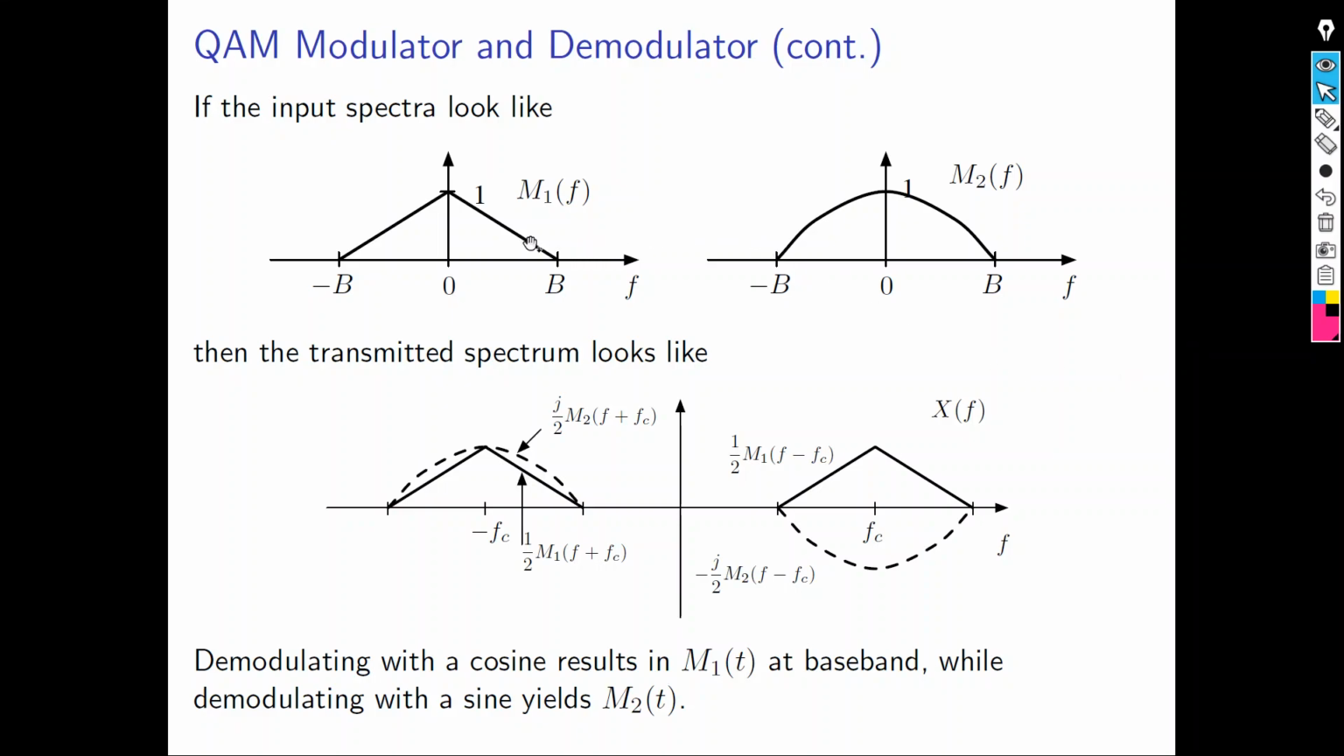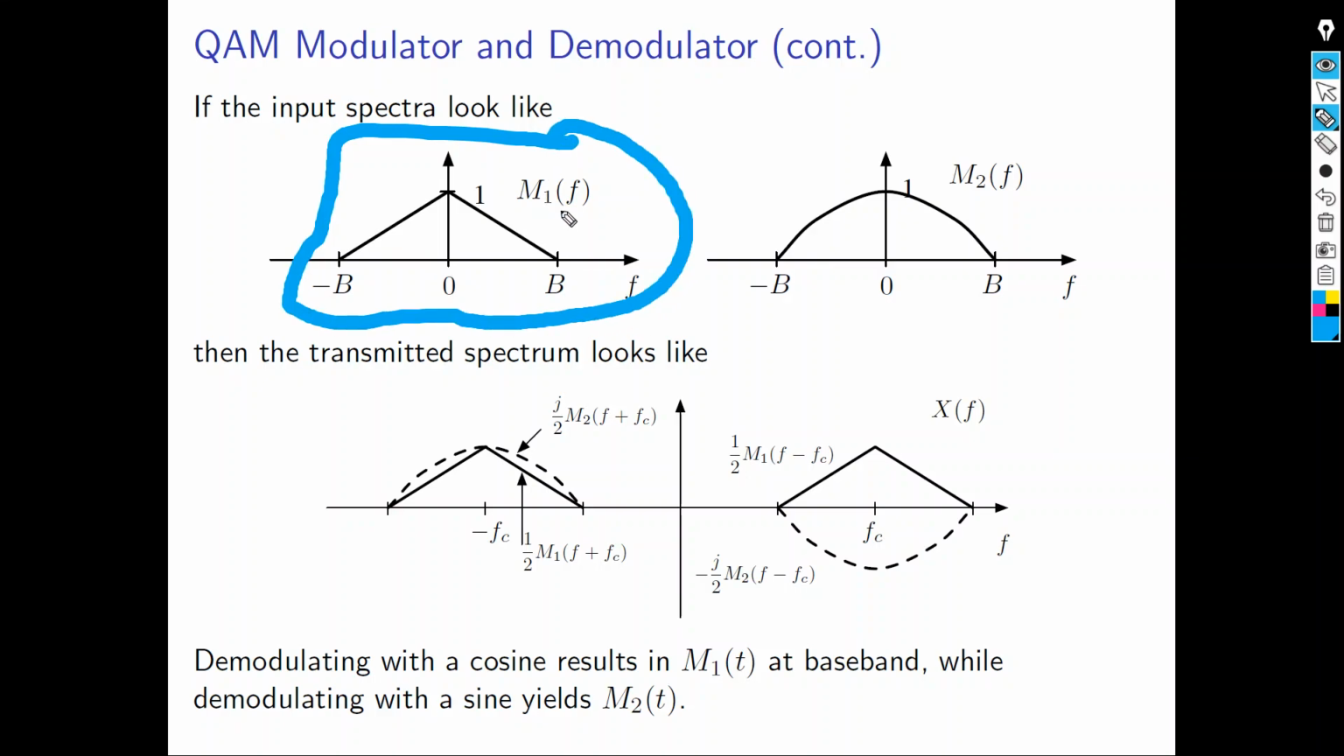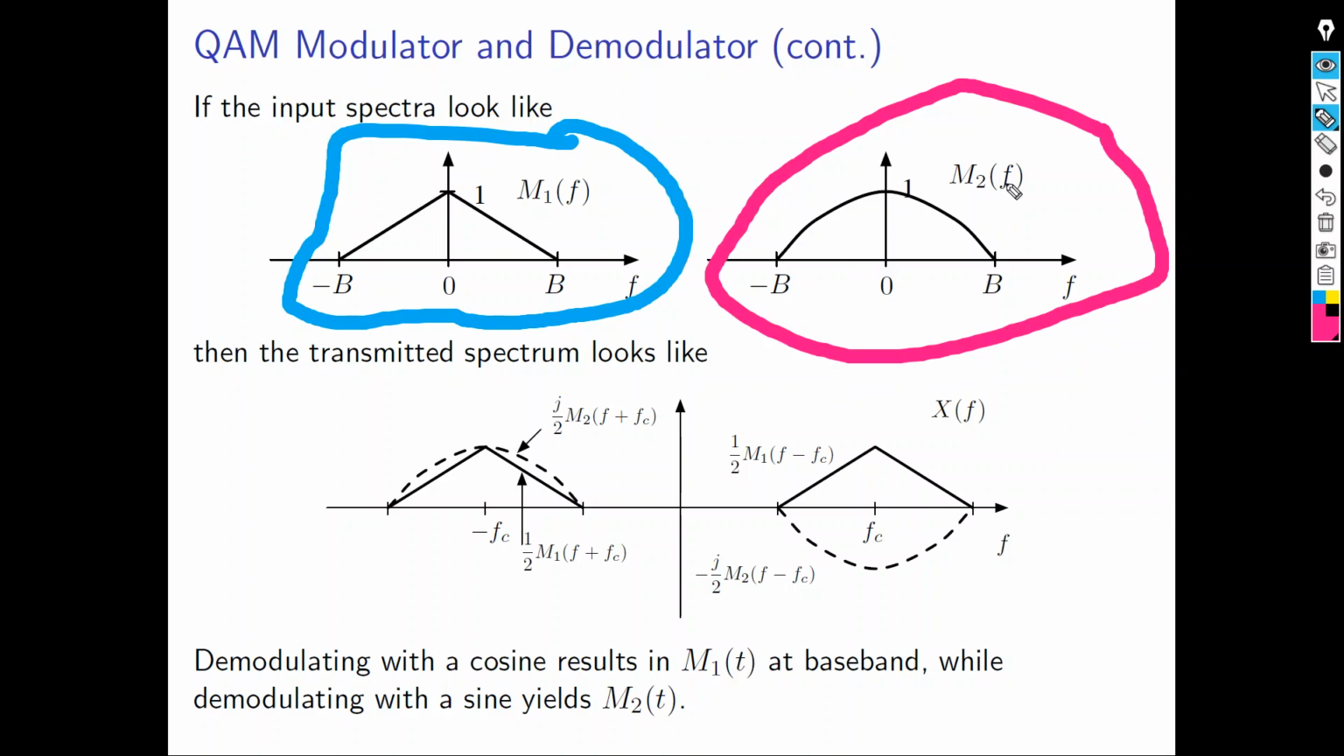Now, if the input spectrum looks like this, this question can be in the exam. This signal is M1 of F, the first message, and this signal is M2 of F, the second message. And I tell you, modulate this using QAM. Show me the graphical representation of the modulated signal in the frequency domain. This is the question.